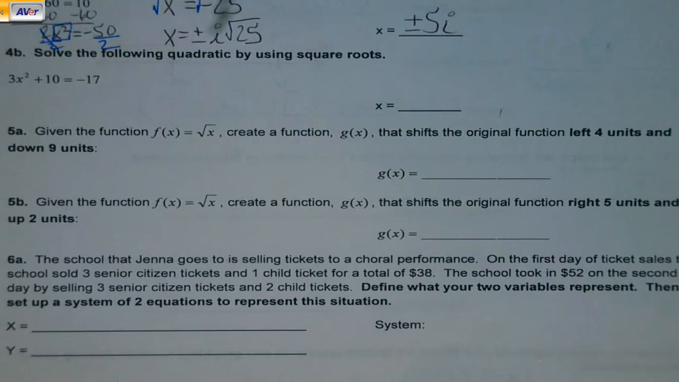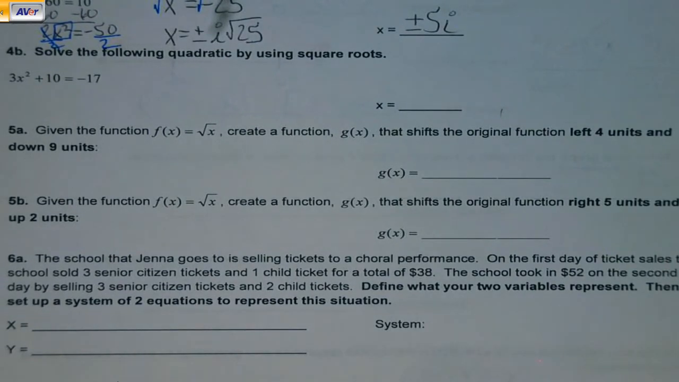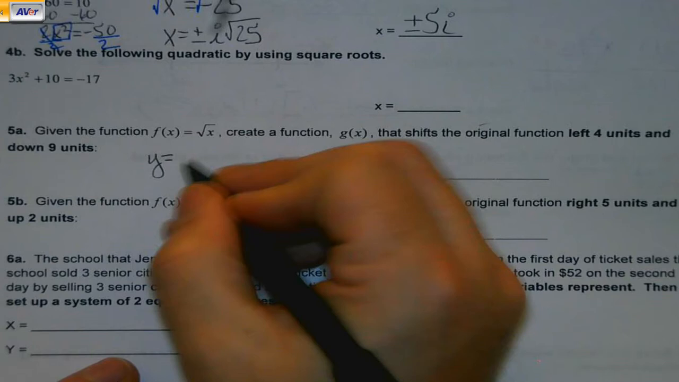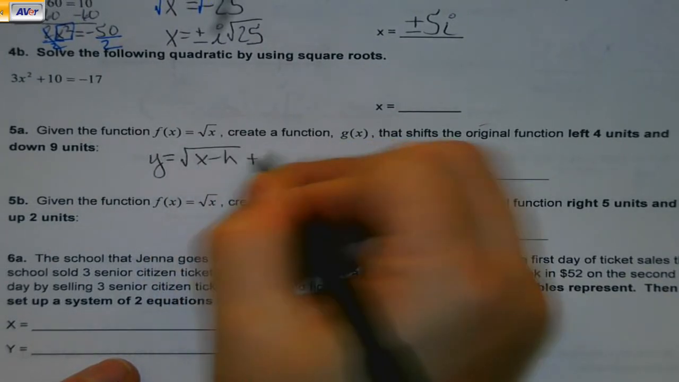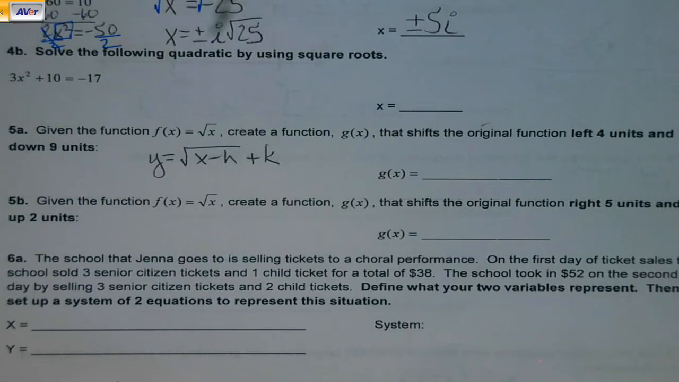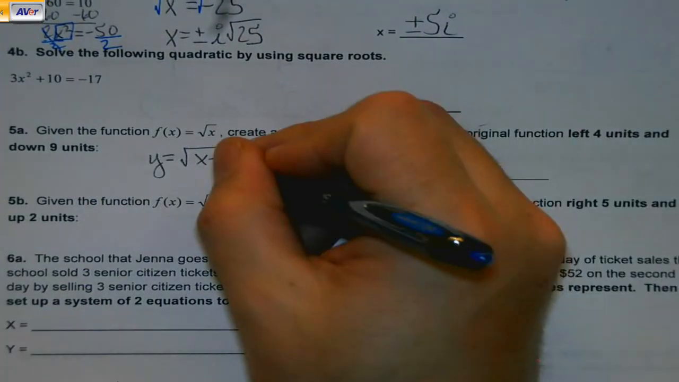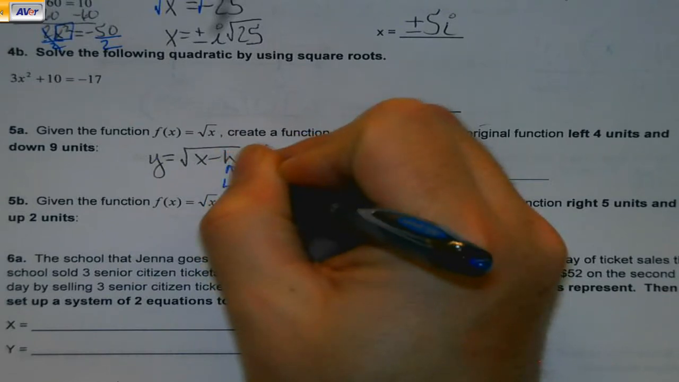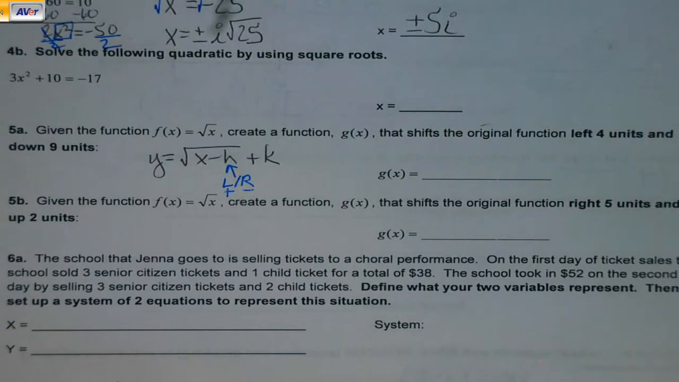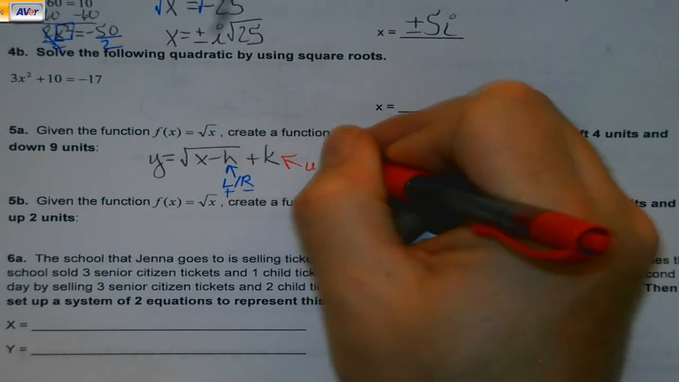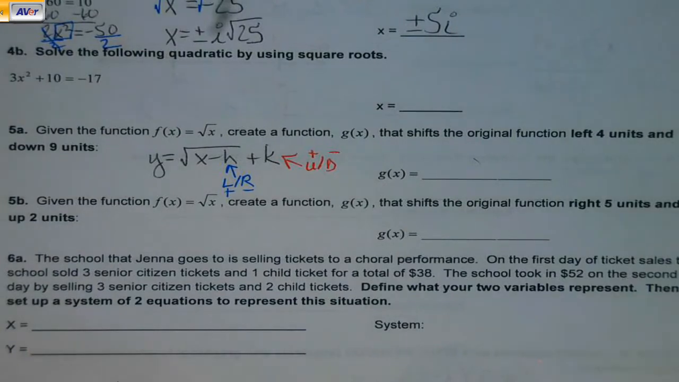5. Given the function f of x equals square root of x, create a function g of x that shifts the original function left 4 units and down 9 units. Okay? So here's basically what that's saying. When we're doing these, remember, this is what these look like to begin with. This is my left and right shift. This is my up, down. So what they want you to do is you create the equation that creates these shifts.